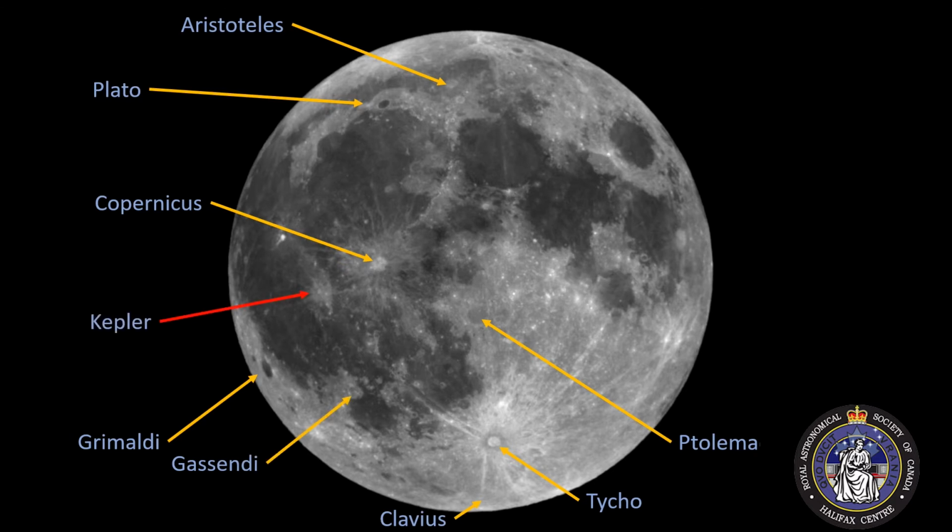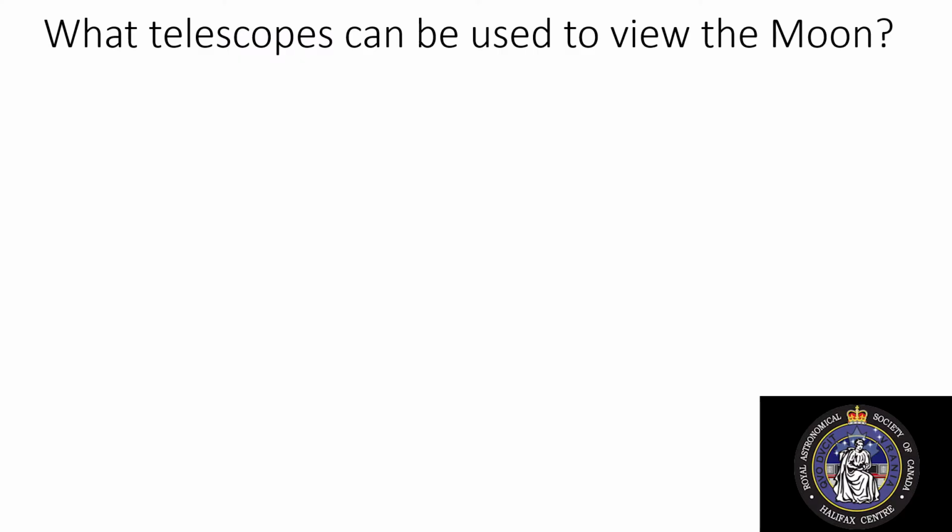So it's quite amazing when you look at it that all of these seas and all of these craters can be found and observed just using your binoculars. But if we want to get a close-up view of the moon, we really have to go to a telescope. You can easily observe the moon with relatively small aperture telescopes.